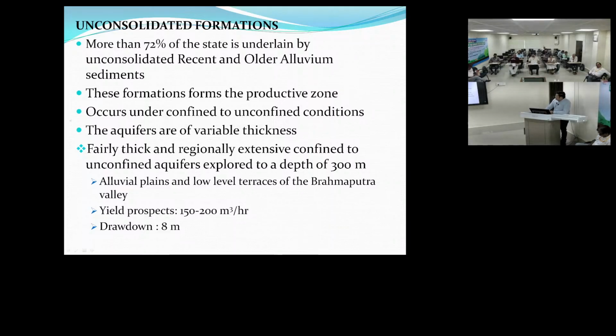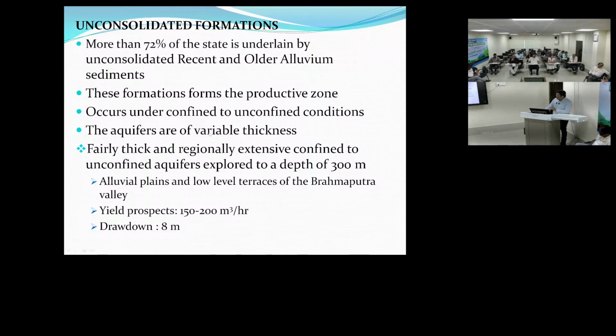So, in Assam, more than 72% of the state is underlain by recent or older alluvium. There's a Brahmaputra Valley area and a Barak Valley area. This is 72%. These are the very productive zones you can see. So it occurs mainly in confined to unconfined formations. Aquifers you can find in confined and unconfined formations.